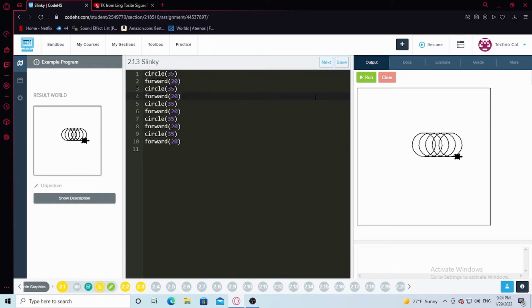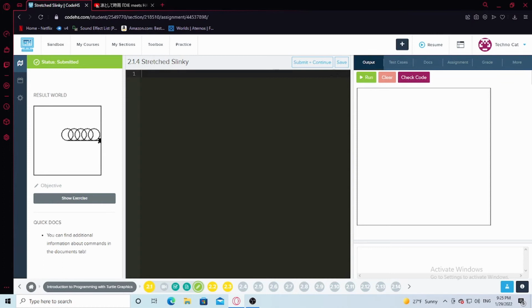It's not very hard stuff. It is very easy to just look at it and be like, okay, I see what's going on. There's a circle with a 35 radius. Then Tracy moves forward 20 pixels. Another circle, moves forward. Another circle, moves forward. Very simple stuff.